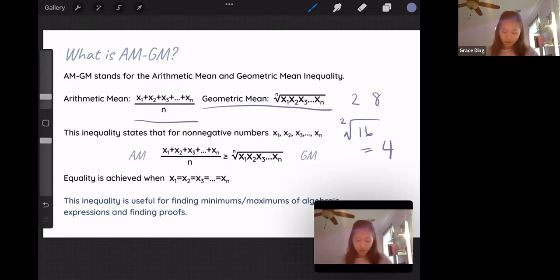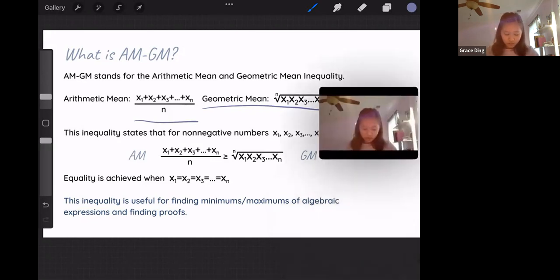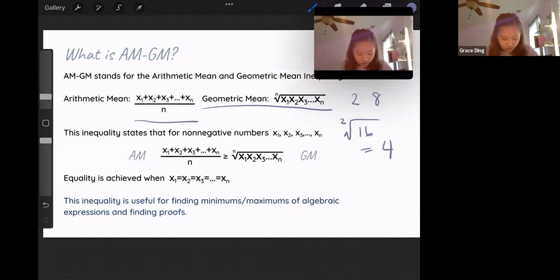So this inequality states that for non-negative numbers x1, x2, x3, and so on, the arithmetic mean is always more than or equal to the geometric mean. And equality is achieved when x1, x2, x3, and so on are all equal to each other. So basically, if all the numbers are the same, then their arithmetic mean and geometric mean will be the same. This inequality is useful for finding minimums and maximums of algebraic expressions and finding proofs.